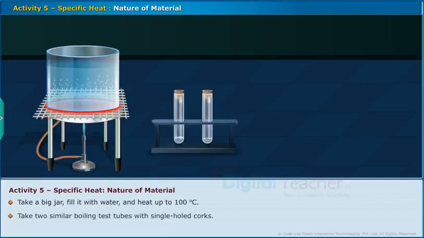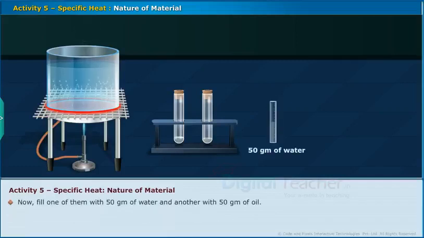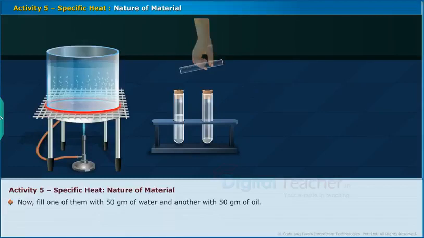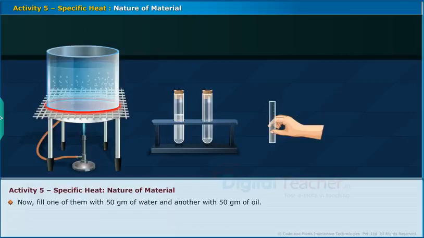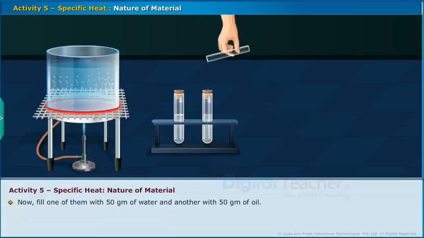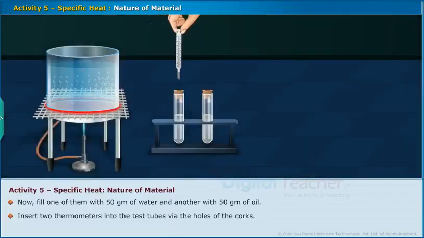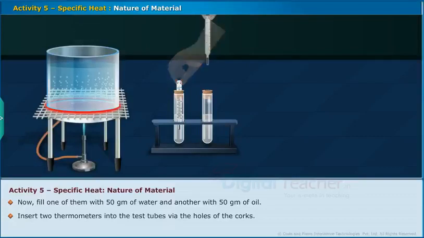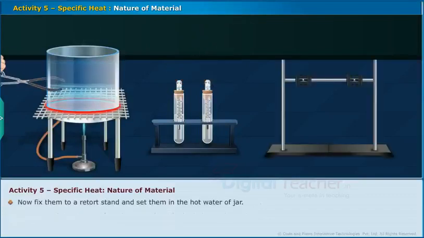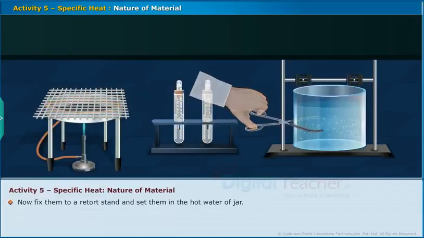Take two similar boiling test tubes with single-holed corks. Now fill one of them with 50 grams of water and another with 50 grams of oil. Insert two thermometers into the test tubes via the holes of the corks. Now fix them to a retort stand and set them in the hot water of the jar.